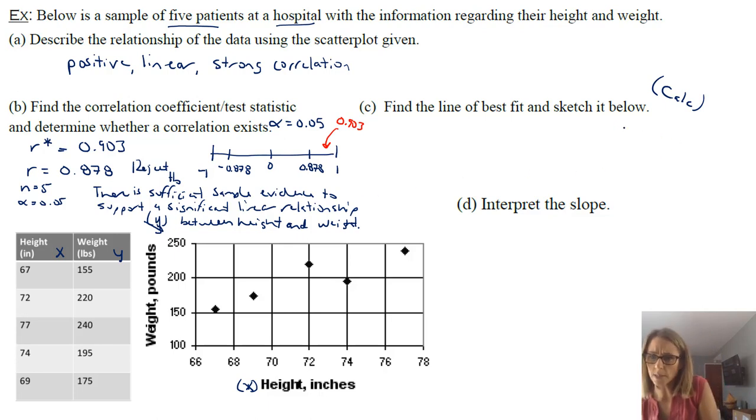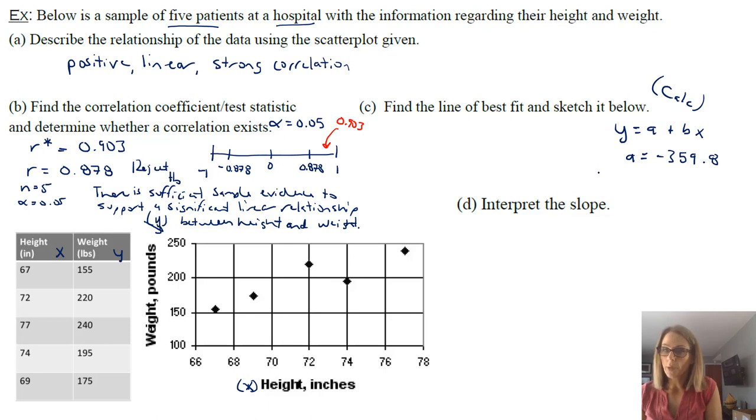One thing I want you to notice is that in your calculator, it says y equals a plus bx. Because of that, that basically tells you what value you get for a and what value you get for b. Just by looking down, my a is going to be negative 359.8. But remember, we want 3 significant figures, so I'm going to round that to negative 360.